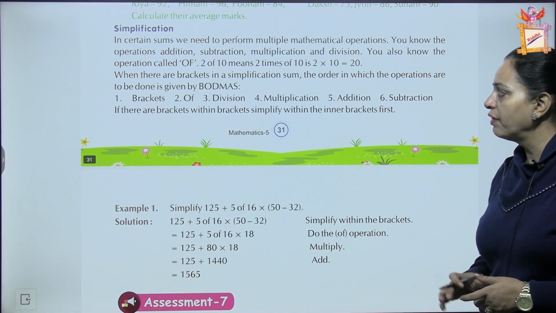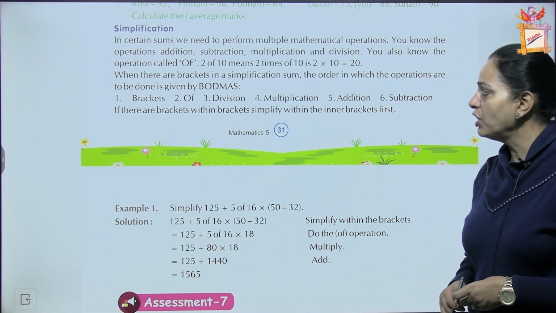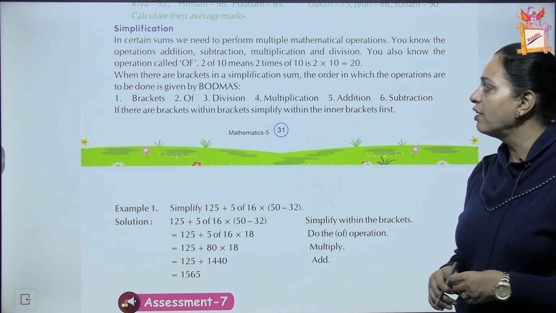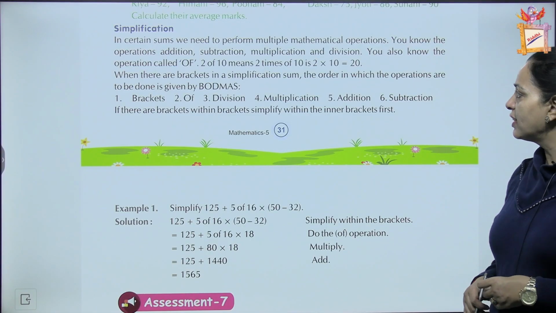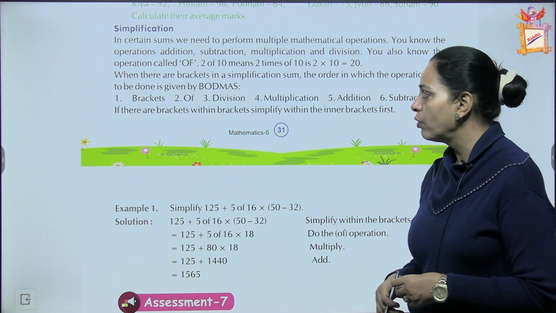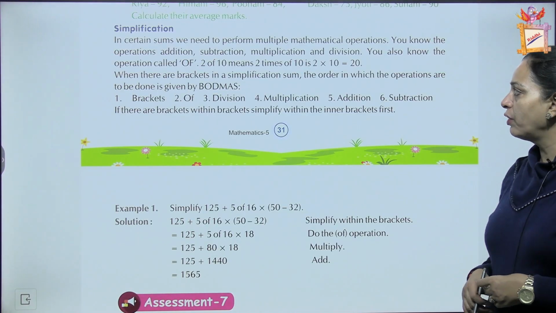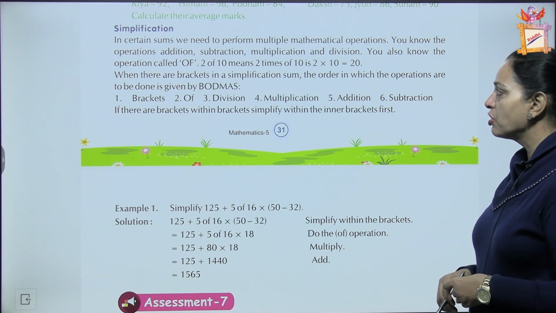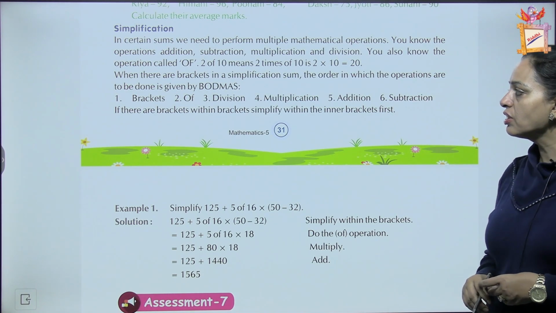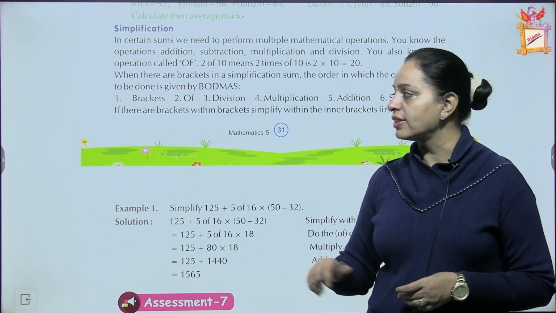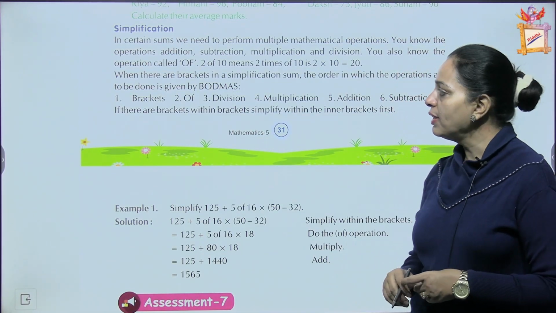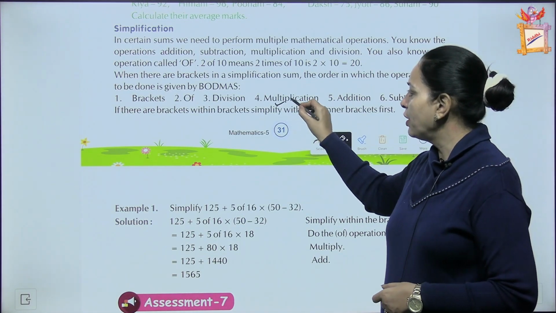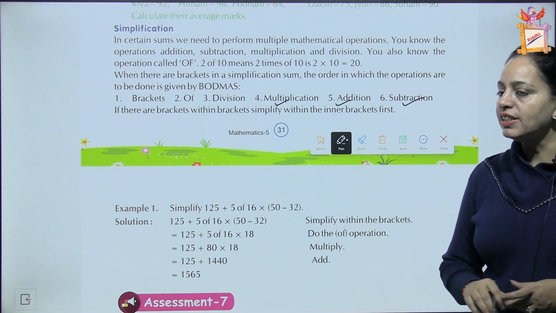Now simplification. Simplification, in certain sums we need to perform multiple mathematical operations. You know the operations addition, subtraction, multiplication and division. You also know the operation called OF. 2 of 10 means 2 times of 10, means 2 multiplied by 10, that is 20. So when there are brackets in simplification sum, the order in which the operations are to be done is given by BODMAS. BODMAS. B means brackets, O means of, D means division, M means multiplication, A means addition and S means subtraction.